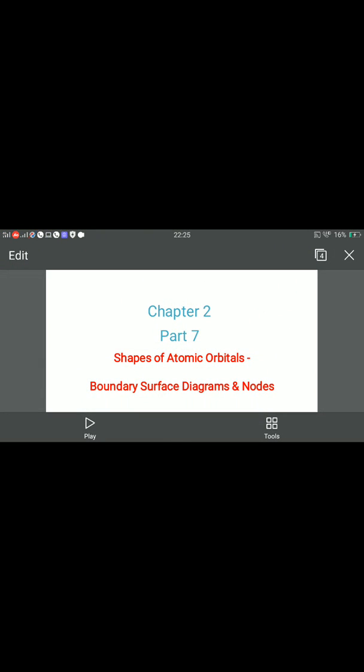Welcome students. Part 7 Chapter 2: Shapes of atomic orbitals, boundary surface diagrams and nodes will be discussed in this part. Probability density: Psi gives us the amplitude of the wave. The value of psi has no physical significance. Psi squared gives us the region in which the probability of finding an electron is maximum. It is called probability density.